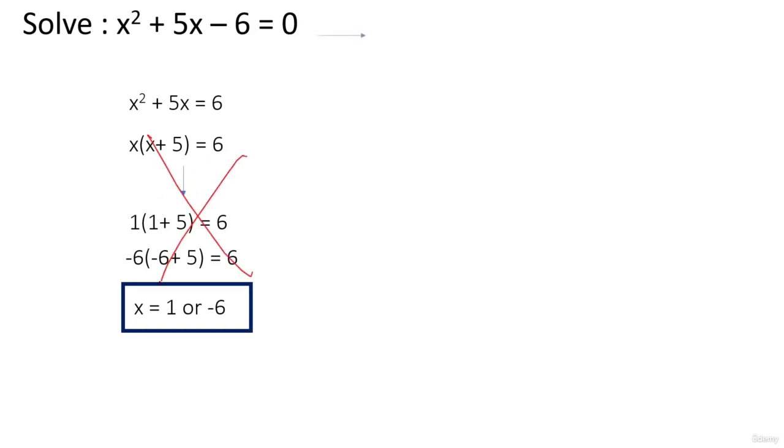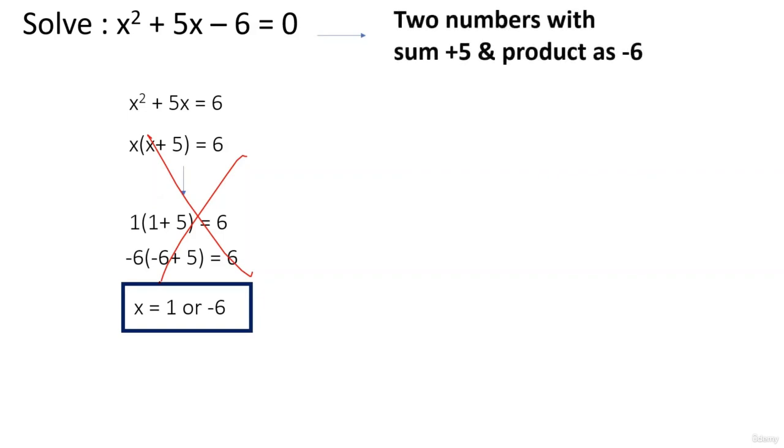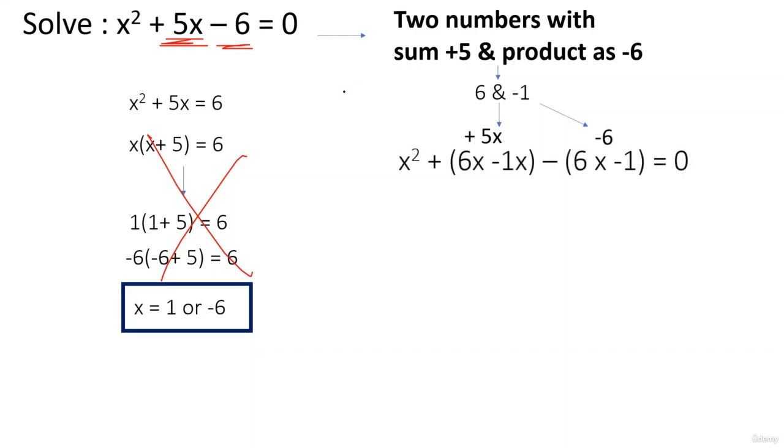So we see a much more logical way to solve this question. We try to find two numbers whose sum is +5 and product is −6. Where does +5 come from? From the 5x term, and the product −6 comes from the constant term −6. So we want two numbers whose product is −6 and sum is +5. In this case, we write the middle term +5x as 6x − 1x, and we write the product −6 as +6 into −1. This is how we split the middle term and the constant term.